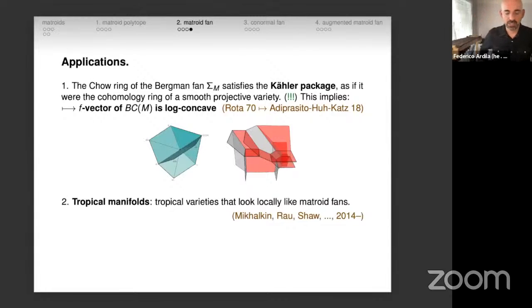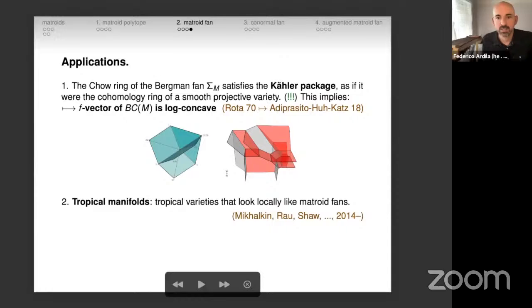Another important application is that of defining tropical manifolds. When we think of manifolds, a manifold is something that locally looks flat. It looks like a linear space. And so a tropical manifold should be some tropical variety that locally looks flat. But flat or linear in the tropical world means being a matroid fan. And so it turns out now that if you want to define tropical manifolds, you need to basically think of tropical varieties that locally look like matroids.